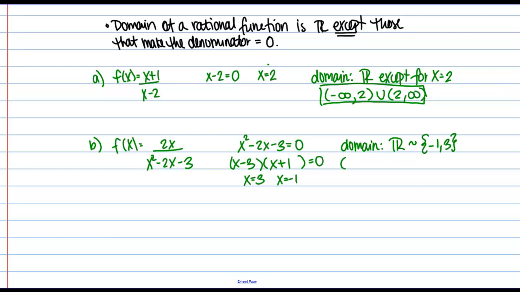But let's also practice writing that in interval notation. I basically need to include every number except negative 1 and 3. So I need to go from negative infinity to negative 1, union negative 1 to 3, union 3 to infinity.